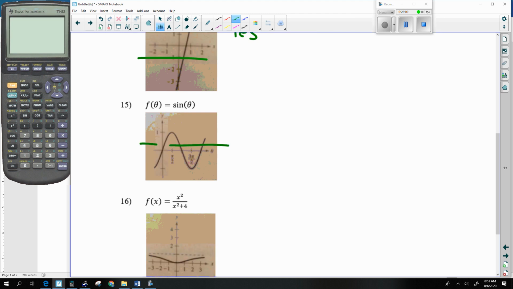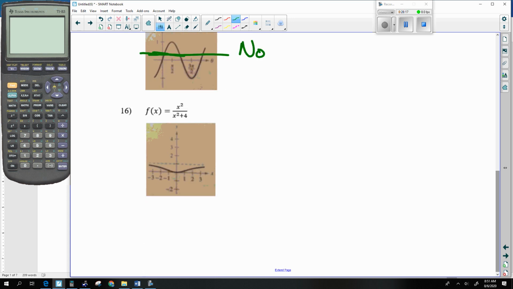Sine, no. It does not pass the horizontal line test. So no, that does not have an inverse. This weird looking graph, no, it touches twice. No, this does not have an inverse.